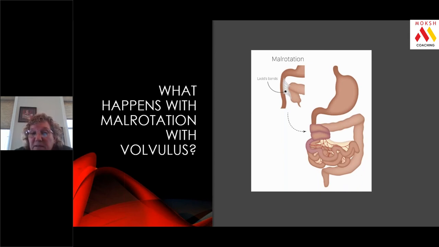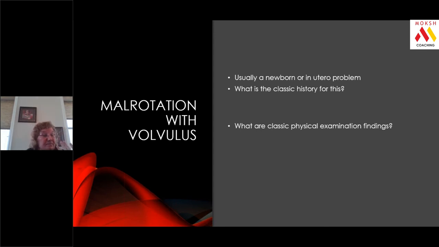So there's Ladd's bands, and what you can see in this next picture is, because it's not fixated correctly, see how it twists around it? And then what's going to happen when it twists is it's going to cut off the blood supply and the gut's going to die. I have seen 3 kids that have had malrotation with volvulus. The one was very scary.